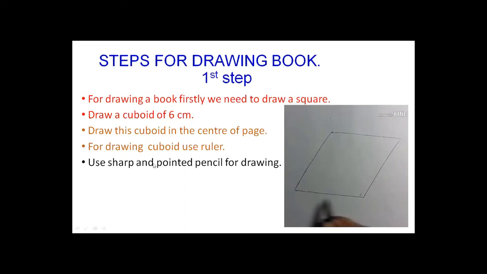I will again repeat how we draw the first step. We draw the first step by making a square of 6 by 6. The width and the length of the square is 6 centimeters, and after that we will convert it into a cuboid. Okay, now move towards the second step.